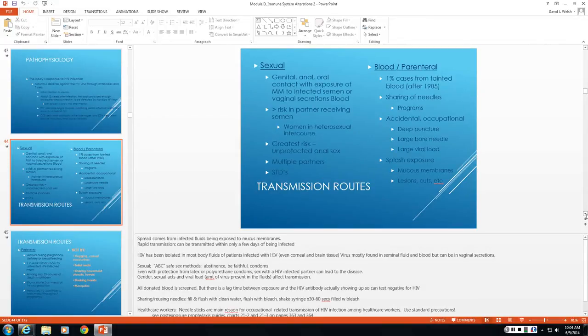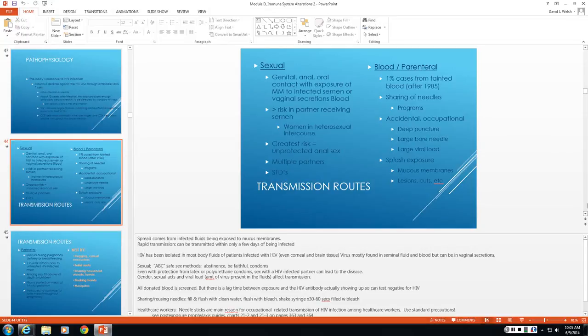Now, all donated blood nowadays is screened, but there is a lag time between exposure and HIV antibody. So blood can show up negative when tested for HIV. We know that sharing or reusing needles is a big transmission route. If somebody is going to reuse needles, they need to fill and flush with clean water, then flush them with bleach, then shake the syringe filled with bleach for 30 to 60 seconds to sterilize it.